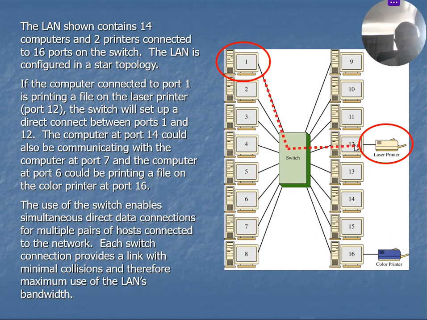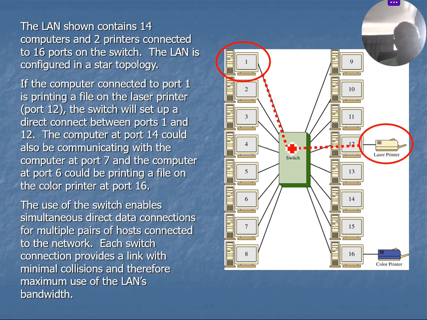Now let's see the connection. Here is the connection. You can see it with these broken red lines. This computer connected to port 1 establishes a connection using the MAC addresses, because this is layer 2 in the OSI model. Using the MAC addresses to make this decision, both of them learn each other's MAC addresses, and through the switch, the switch reads them and understands that the host on port 1 is sending a file to the printer on port 12 to print a document.